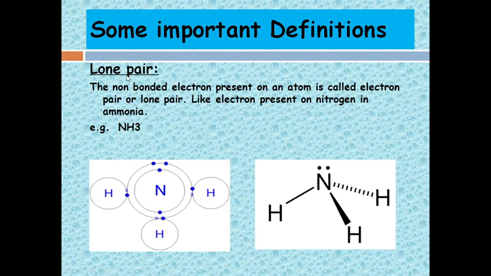Number one is lone pair. The non-bonded electron pair present on an atom is called a lone pair, like the electrons present on nitrogen in ammonia. If we look at the structure of ammonia, there are 5 electrons in the outermost shell of nitrogen. So it can share 3 electrons with hydrogen atoms and 2 electrons remain unpaired. These unpaired electrons are called lone pairs.